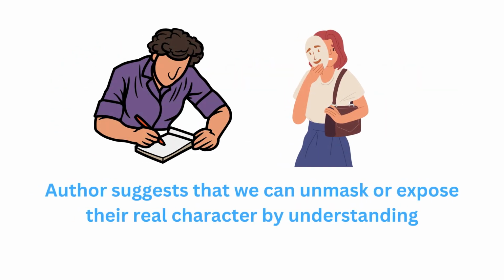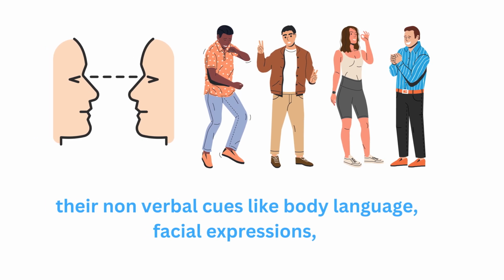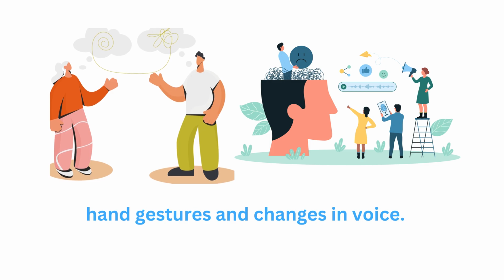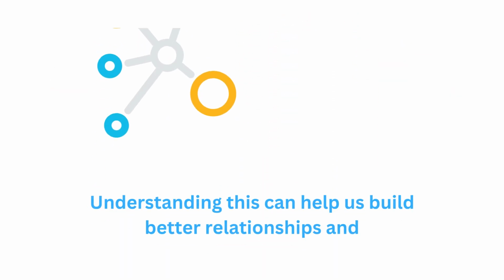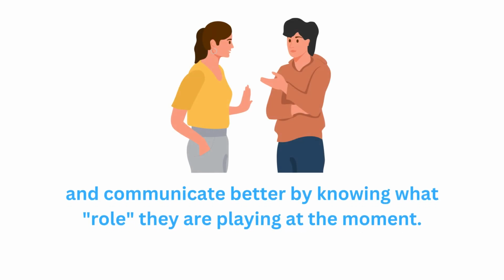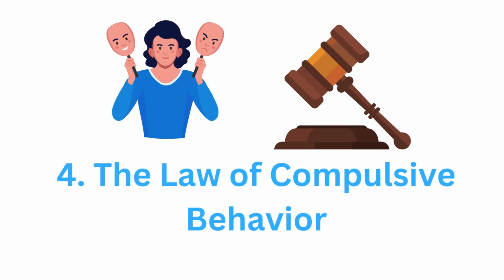The author suggests that we can unmask or expose people's real character by understanding their non-verbal cues like body language, facial expressions, hand gestures, and changes in voice. Understanding this can help us build better relationships and communicate better by knowing what role they are playing at the moment. Number 4. The Law of Compulsive Behavior.